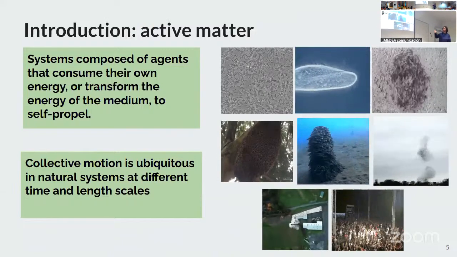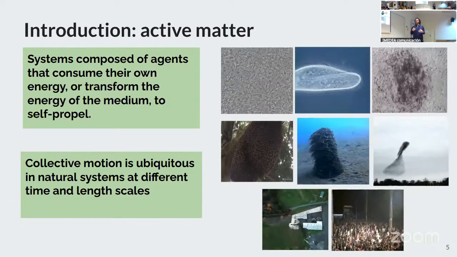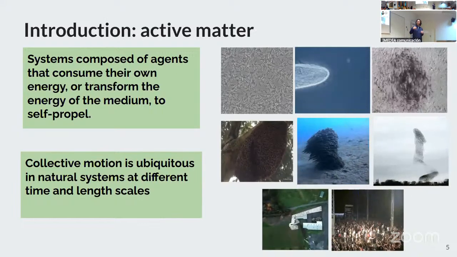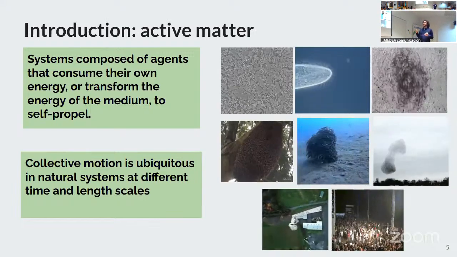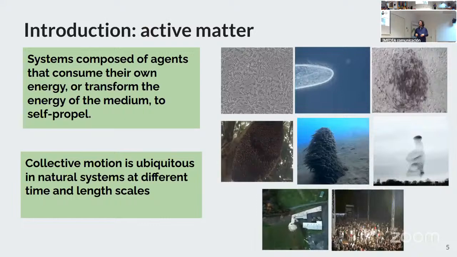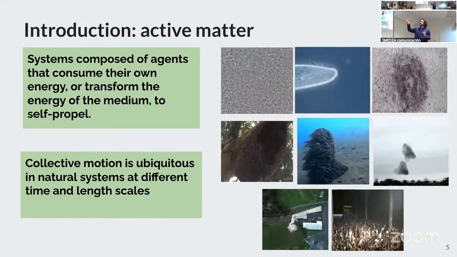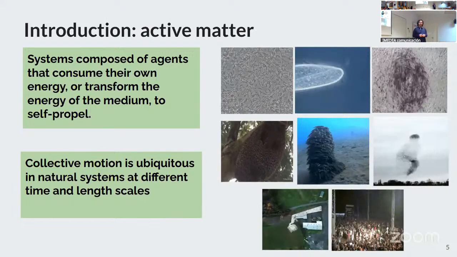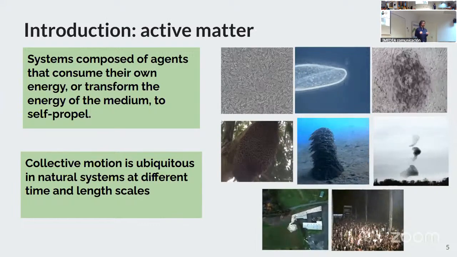On the other hand, we have active matter. In this case, the constituents of the system do have the ability to either consume their energy to move, to self-propel, or to gather energy from the environment, from the surroundings, to move. And probably the most interesting feature of active matter is that when you have many active agents, you can observe different types of collective motion, this type of coherent and synchronous motion. And as you can see, it is present in basically all length scales.